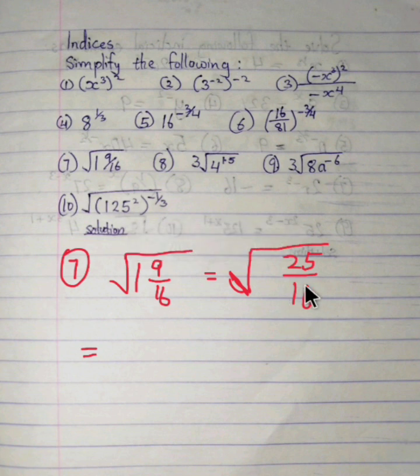So this is square root of 25 over 16, and square root means what number is multiplied twice to give us a certain number. So what number do we multiply 2 times to give us 25? The square root of 25 is 5, and the square root of 16 is 4. So 5 over 4, that is 1 and 1 over 4. So we have 1 whole number 1 over 4 as our final answer.